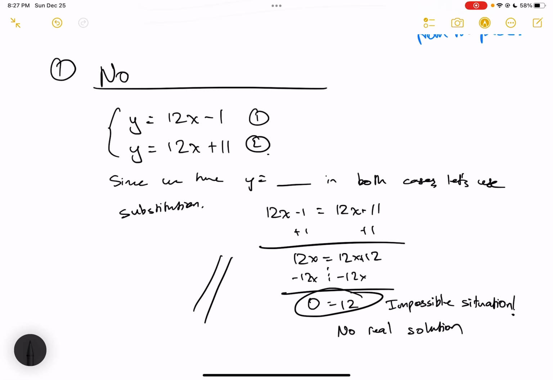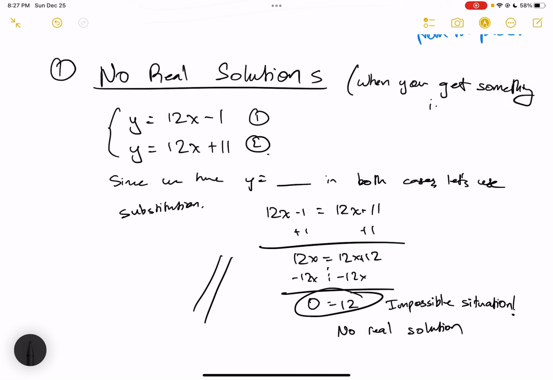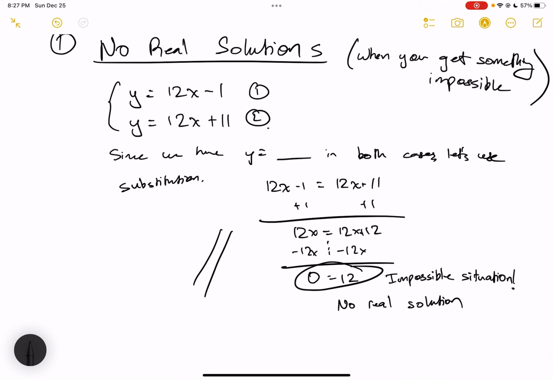So our first oddball, if you go back to that gap we left, is no real solutions, and that's a situation where you get something impossible. This isn't something that's brand new. We've already seen this when we talked about colliding equations, but now we're applying it full-time to this.